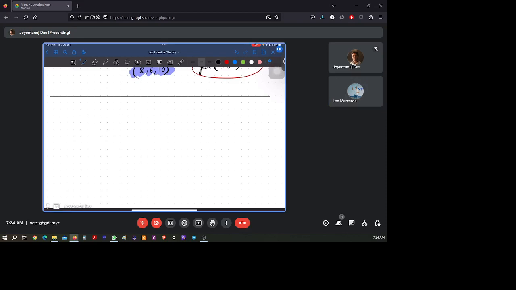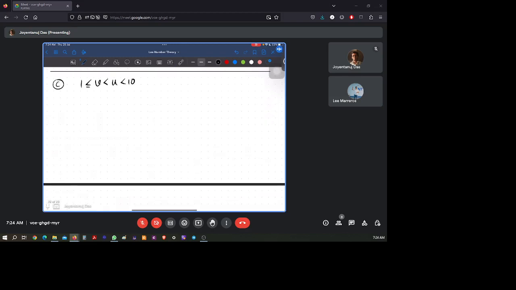So the question in part C is, for every value of u and v up to 10, what are the Pythagorean triplets. So 1 is less than or equal to v, less than u, less than 10, right? Actually, we can check a few entries.